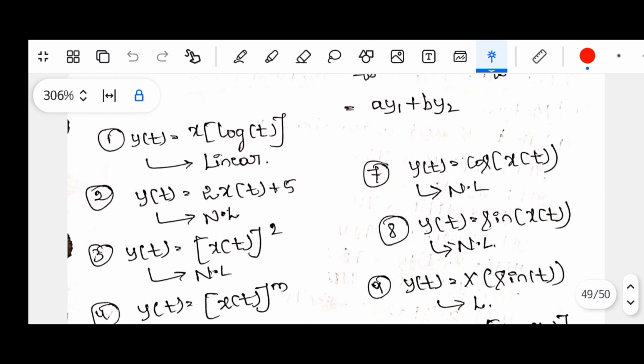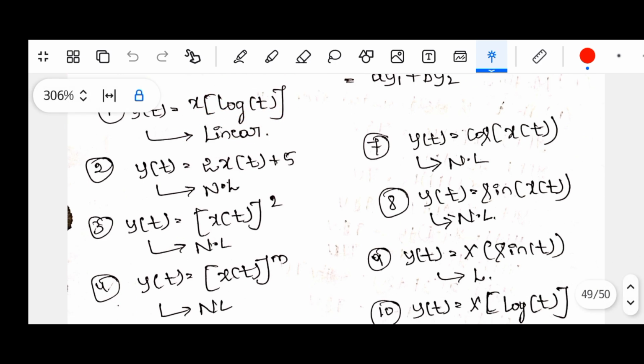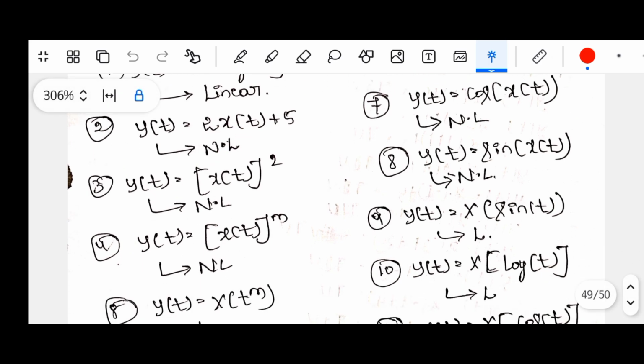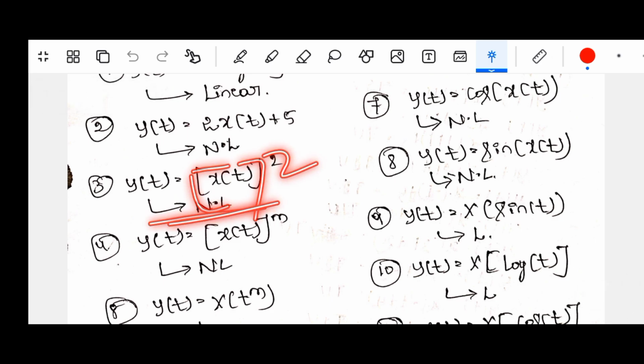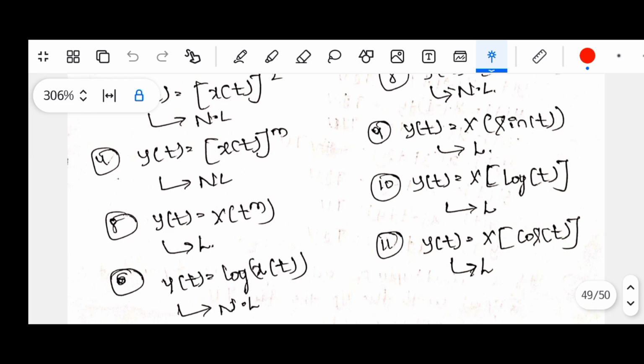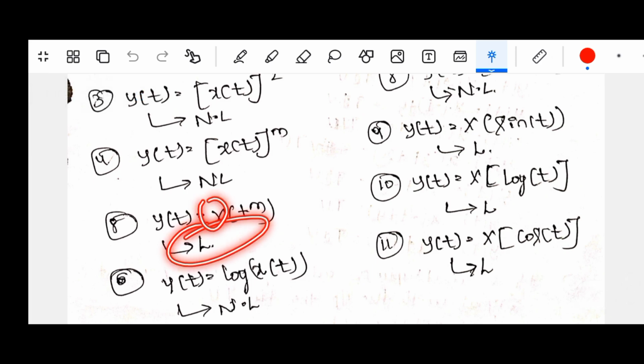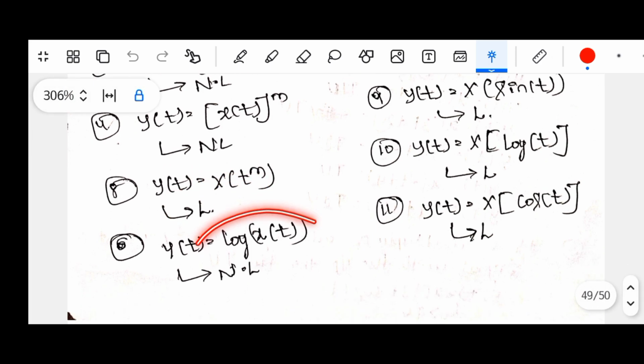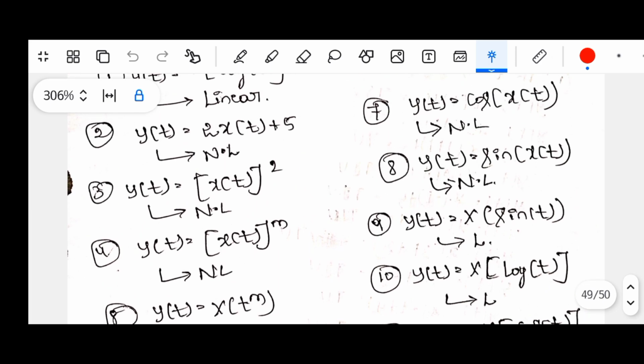Next, y(t) is equal to x into log of t, linear, because x is not multiplied with any other variables. So y(t) is equal to 2 into x, here multiplied with the 2, therefore it is a non-linear. y(t) is equal to it is multiplied with the whole square, there is also non-linear. y(t) is equal to this also contains a whole to the power of n, it is also non-linear. y(t) is equal to x to the power of m, it is a linear because x is a constant. y(t) is equal to non-linear because x is multiplied with the log.